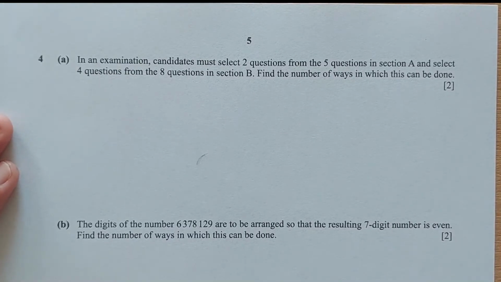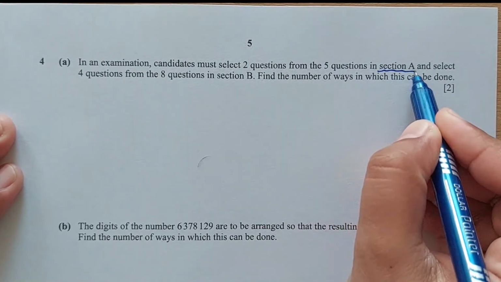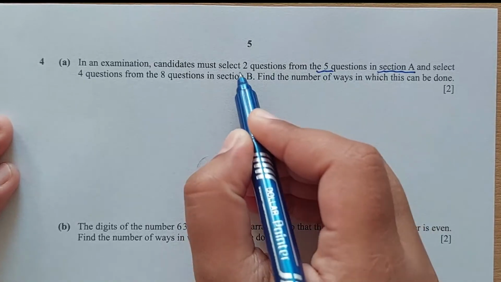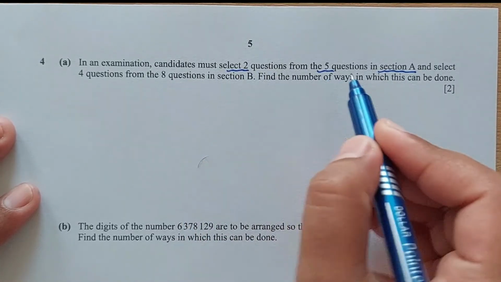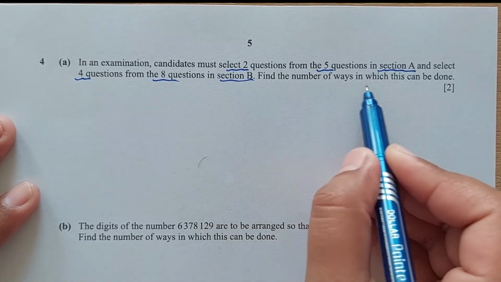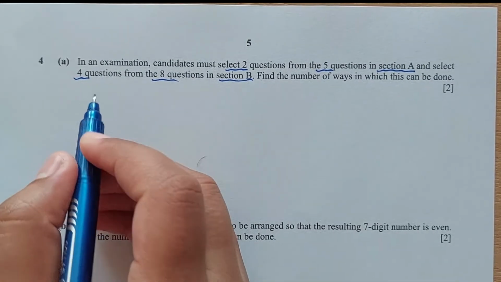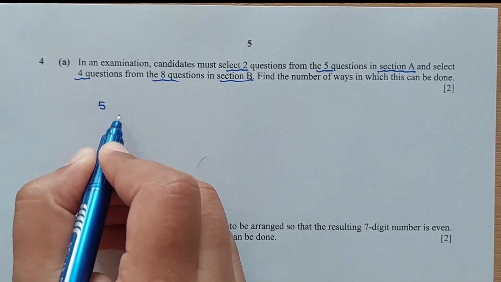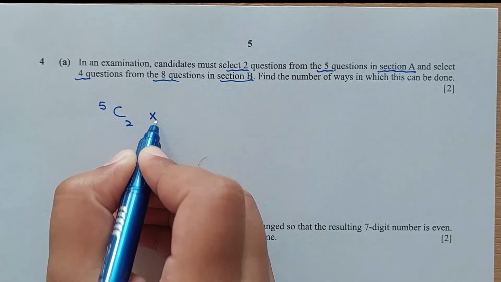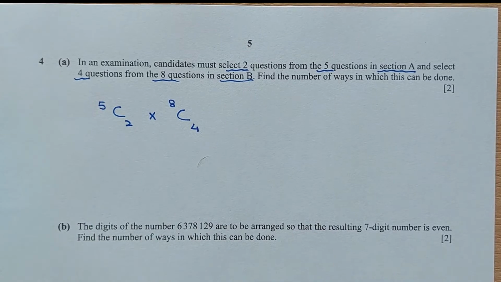Question number 4, in part A. In an examination, candidates must select 2 questions from the 5 questions in section A, and select 4 questions from 8 questions in section B. Find the number of ways in which this can be done. Okay, section A has a total of 5 questions, choose 2, and section B has 8 questions, choose 4, right? So let's simplify.